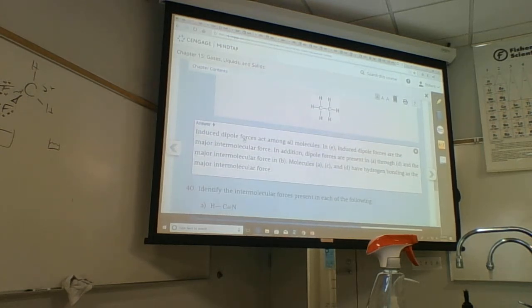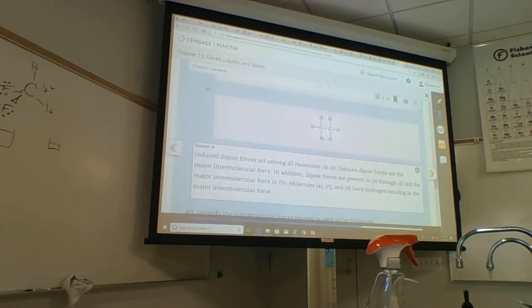Well, what they're saying is in instantaneous induced, you can generate waves in any pool, even if there's little waves being generated. And so we can generate waves here, even though there's a permanent wave. And so instantaneous induced are present in all these. However, E only induced. A through D have the major hydrogen bonding.